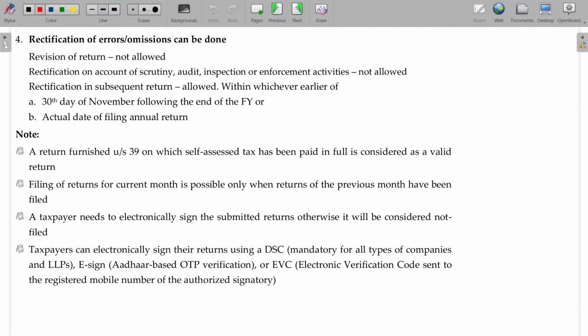And what about restrictions on rectification of errors and omissions? Of course, you can do it if it is a clerical error, provided the last date is this one, the 30th, or the annual return filing date.